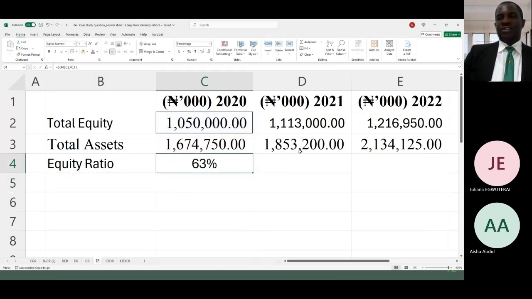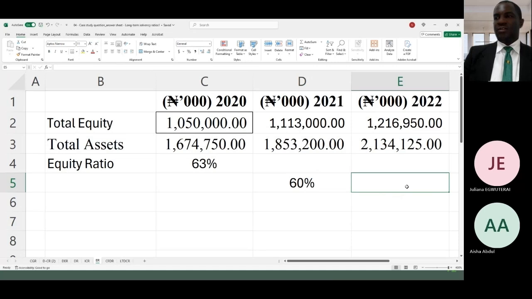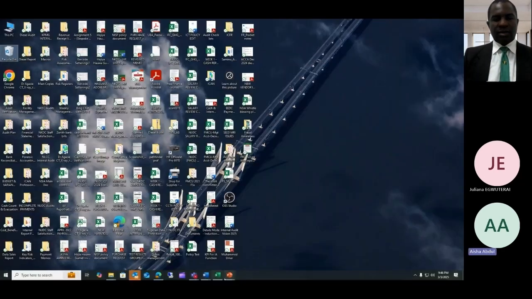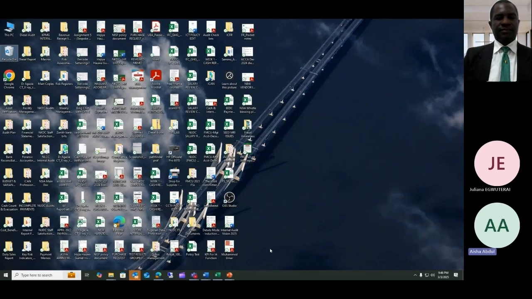I have 63%. Can I have 2021, 2022 for comparison? 2021 is 60%. Aisha, do you agree? 2022 is 57%. Yeah, I did total assets divided by total equity. Sorry, we did the inverse. All right, let's look at the formula again. Yeah, total equity divided by total assets.